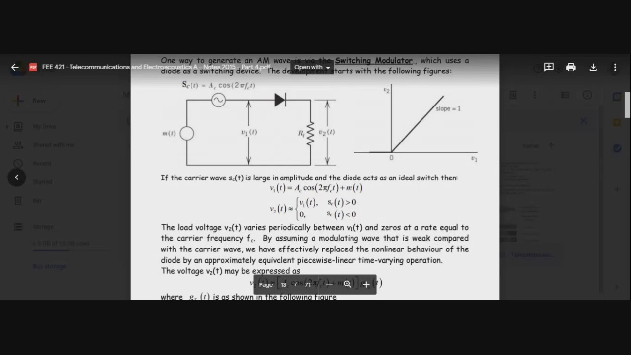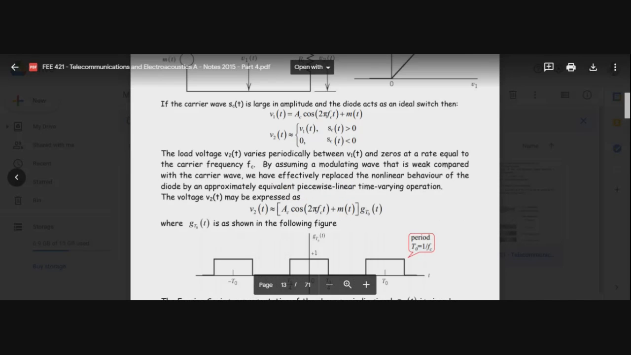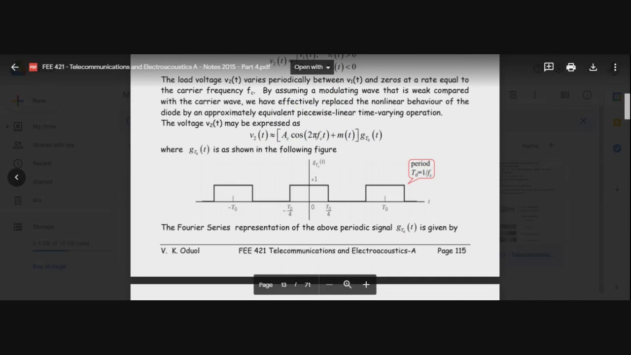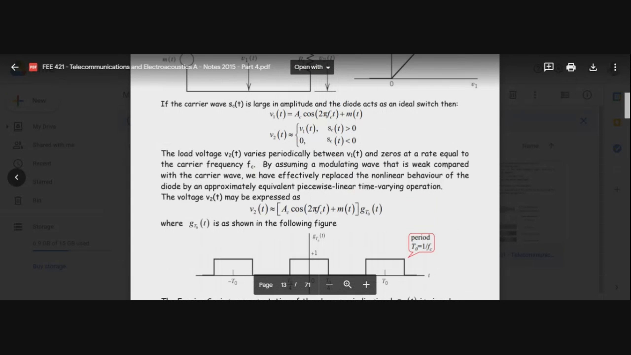What this is saying is that you have a square wave that is switching on at the rate of the carrier. The diagram is down here. You have a square wave here, which we're calling g_T0(t), that is switching on when the carrier is positive, and it stays on for half the cycle. Then the other half it is 0, and so on.